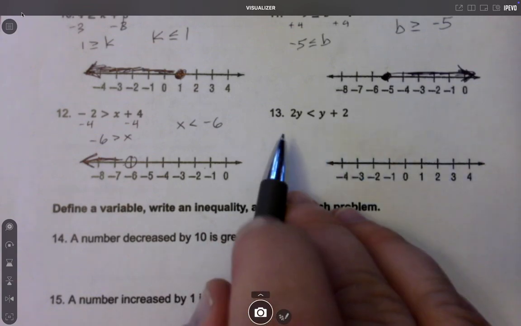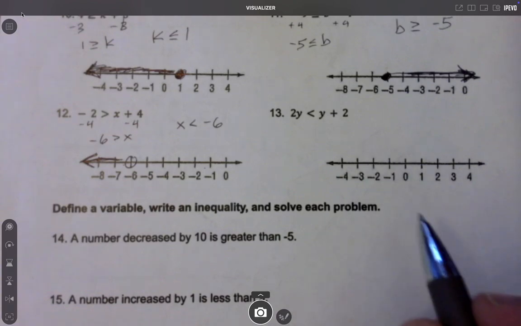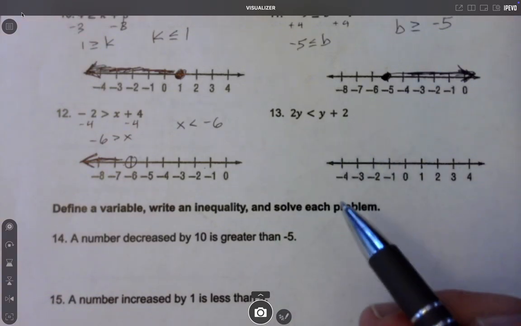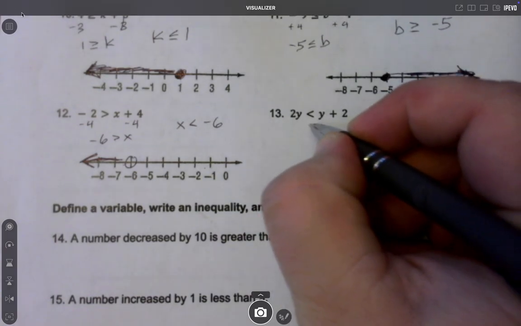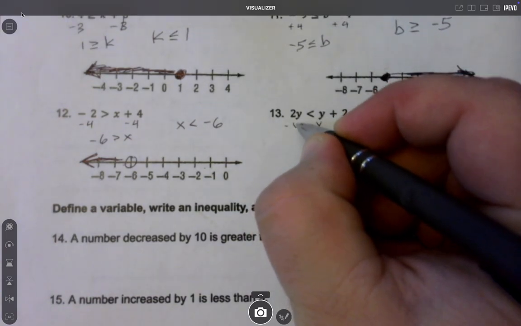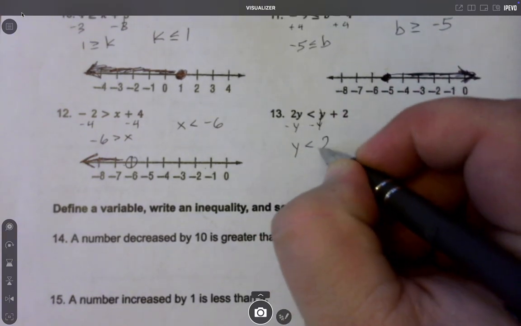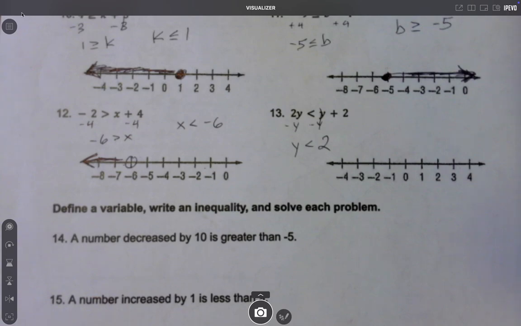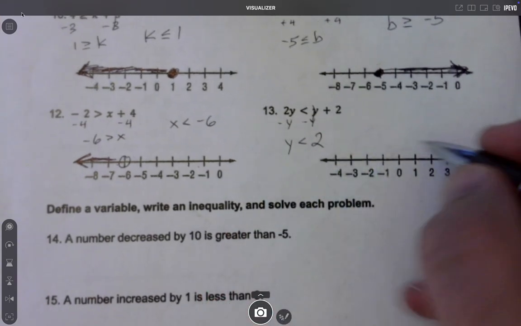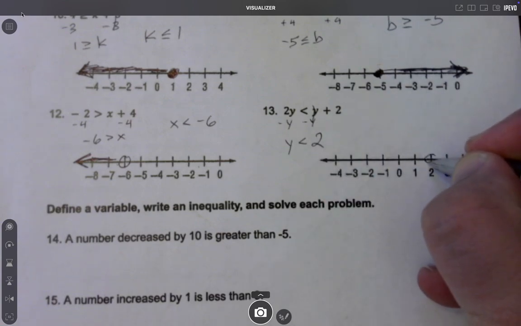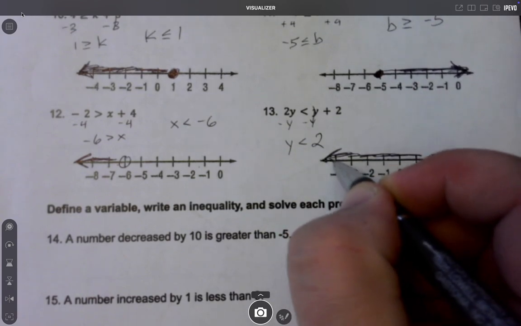Okay, last one, 13. Notice there's a variable on both sides. We talked about this with equations as well. If there's a variable on both sides, the best thing to do is to get the variables together first. So I'm going to subtract y, or 1y, from both sides. 2y minus 1y is 1y. I get y is less than 2. Now this one already has the variable on the left, so I don't have to change anything. I put an open circle at 2 because there's no or equal to, and I'm shading it to the left.